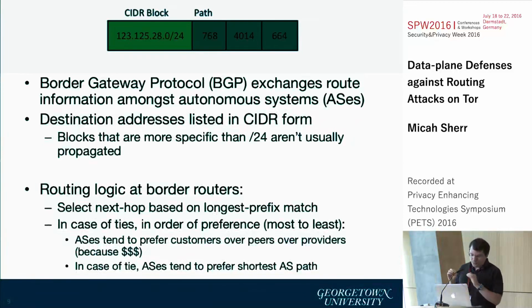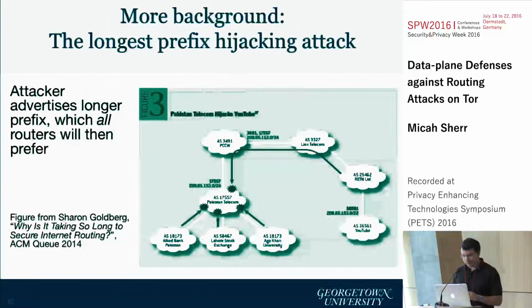Well, so at border routers, the next hop has to be based on the longest prefix match, the most specific compatible path. In case of ties, then business logic, MBAs get to decide how this is done. Typically, this is done by preferring customers over peers, over providers, because money is good. In the case of a tie, ASs tend to prefer shortest paths over longer paths.